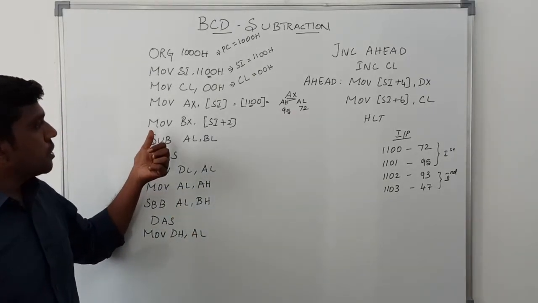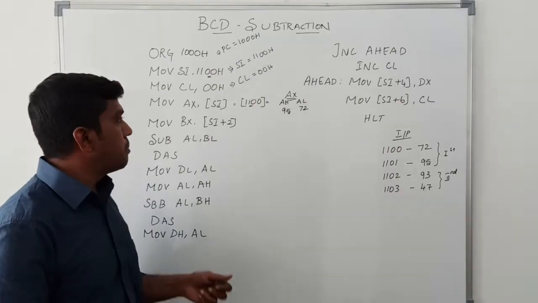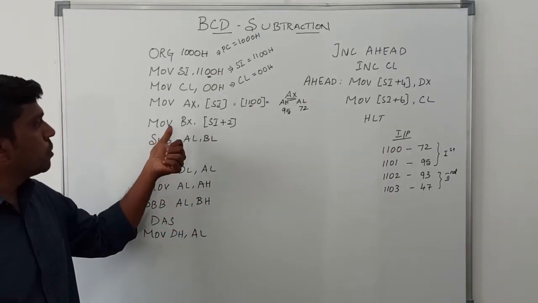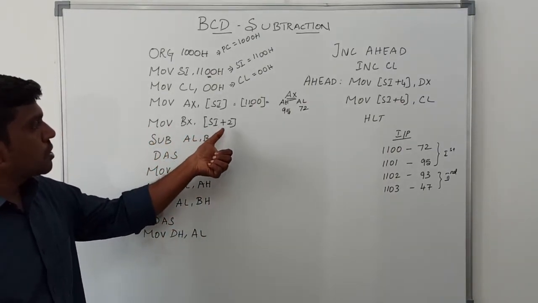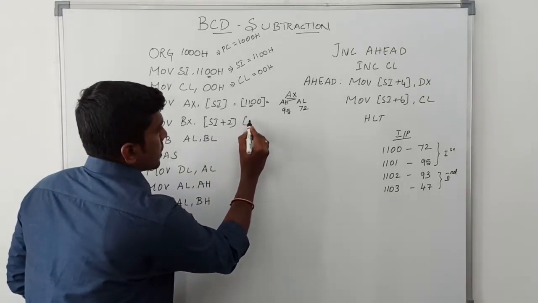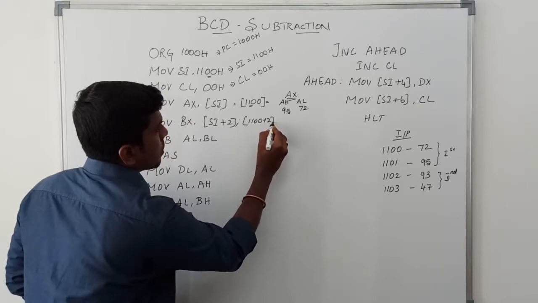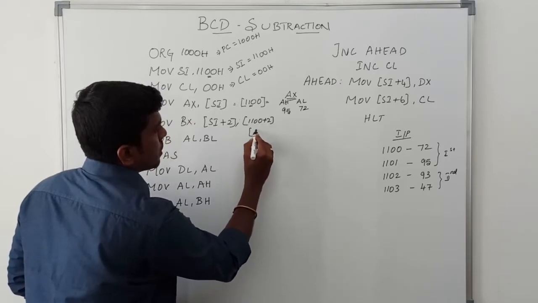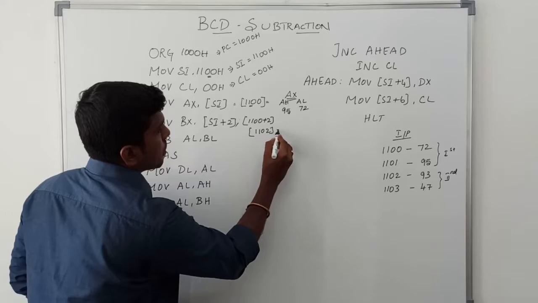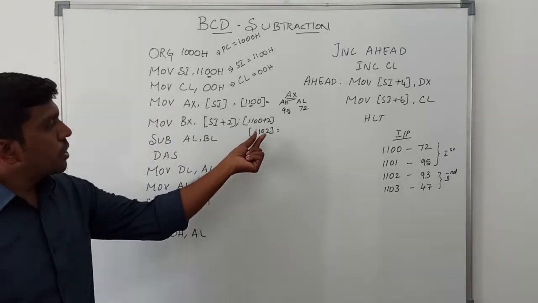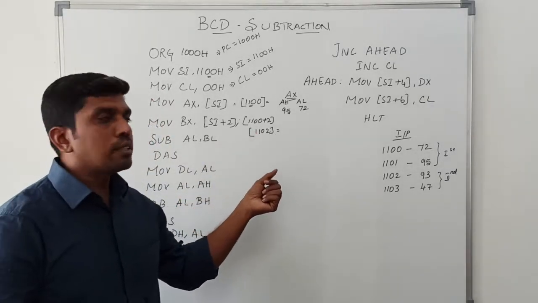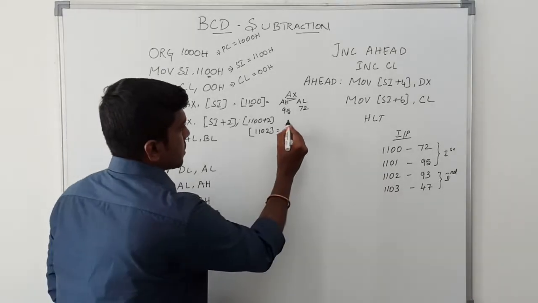The next instruction gets the second 16-bit value. Here we use the instruction MOV BX, [SI plus 2]. The SI value is 1100 plus 2, so you get the new memory location 1102. So it's a memory location. In this memory location, whatever data is present, that data is transferred to the BX register.